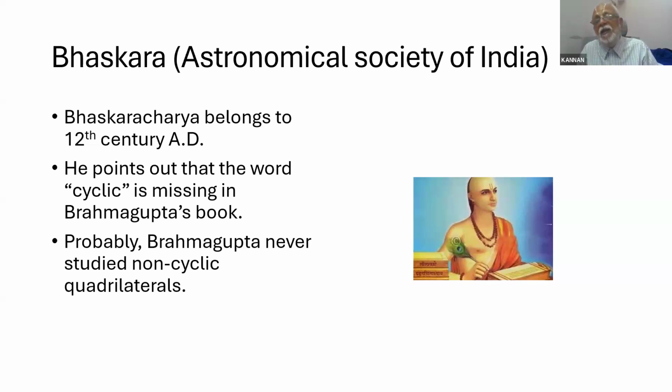What does Bhaskaracharya say about Brahmagupta's formula? He points out that the word cyclic is missing in Brahmagupta's book. We so far said that the formula is true only for cyclic quadrilaterals. How can we afford to miss the word cyclic? Then it becomes a wrong result.